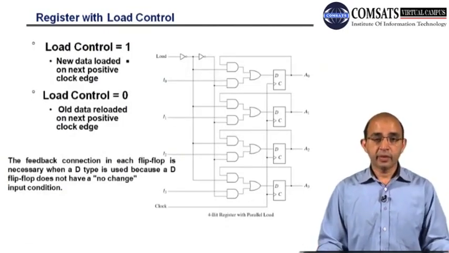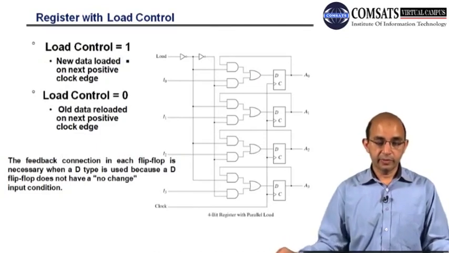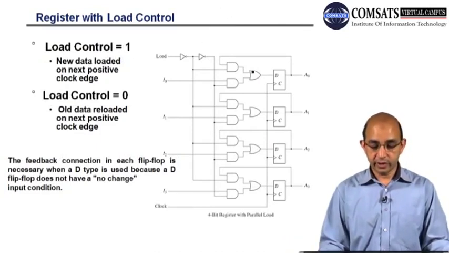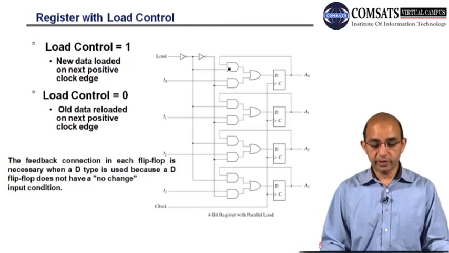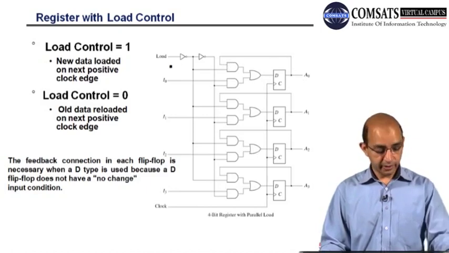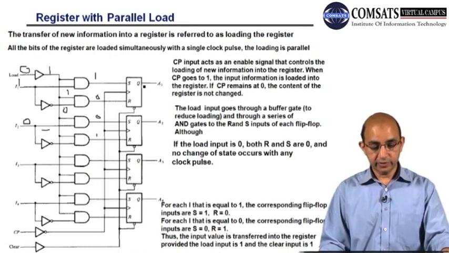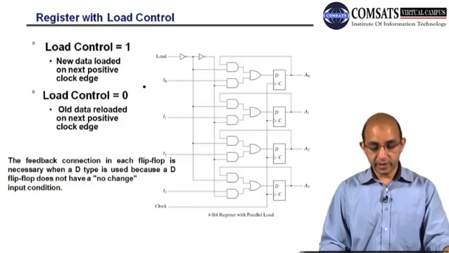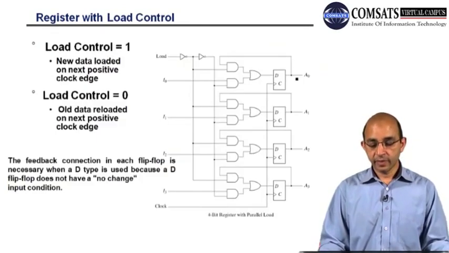So this is the same scenario, parallel loading, but over here we have used a different flip-flop, that is the D flip-flop. And we have the combinational logic at the input of each flip-flop. There is one more difference: over here you can see that we have a feedback. If we go back, there is no feedback over here.